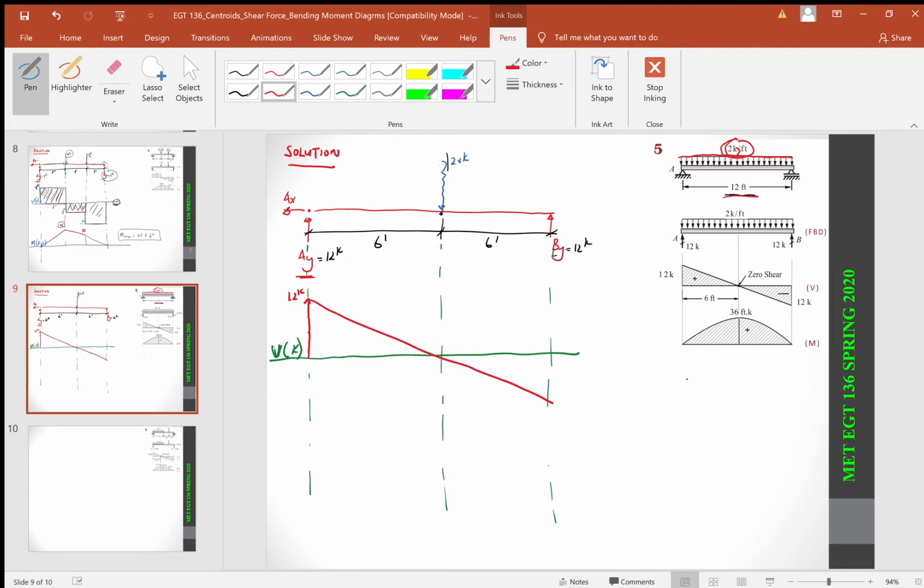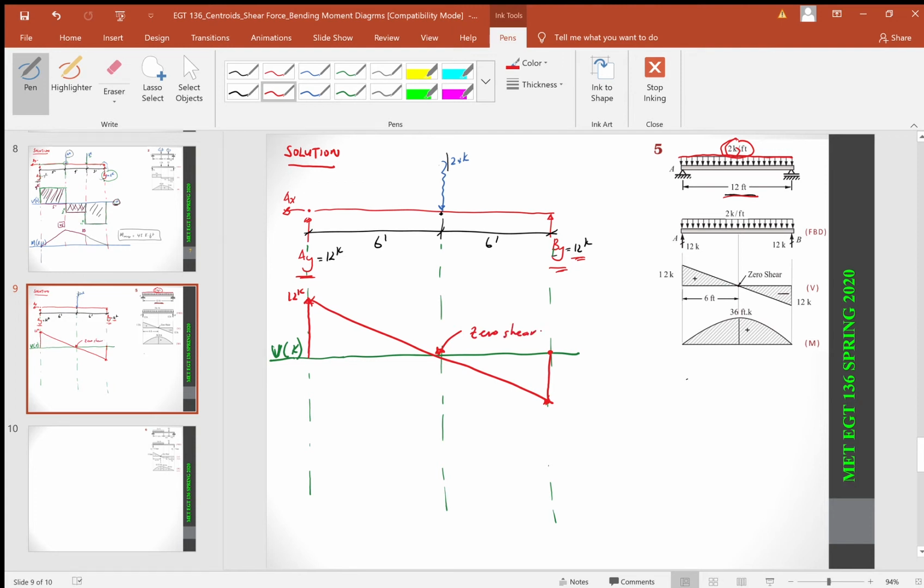Okay. So once we get here, now we have our 12 kips. So from here to here is nothing more than going 2 kips per foot over a span of 12 feet. And then that brings me here. Then I have my support reaction BY, which brings me back up to 0. So this right here is what we call a zero shear.